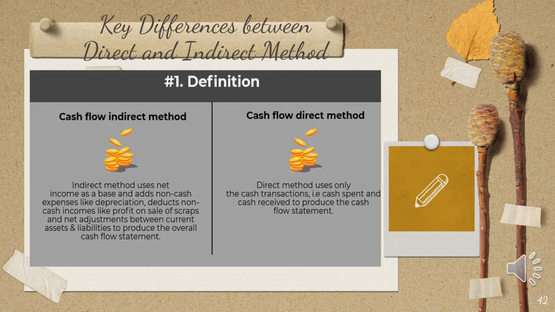And to better understand direct and indirect method, here are their key differences. First, about their definition. Indirect method uses net income as a base and adds non-cash expenses like depreciation, deducts non-cash income like profit on sales of scrap, and net adjustment between current assets and liabilities to produce the overall cash flow statement. While the cash flow direct method uses only the cash transactions, for example cash spent and cash received, to produce the cash flow statement.